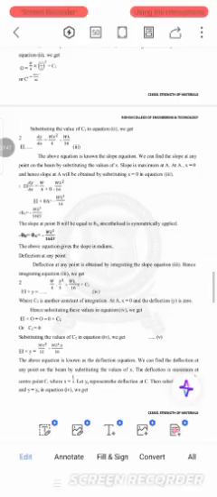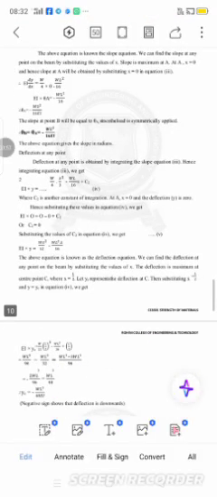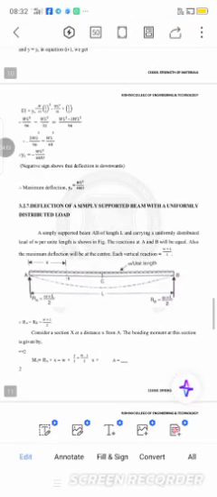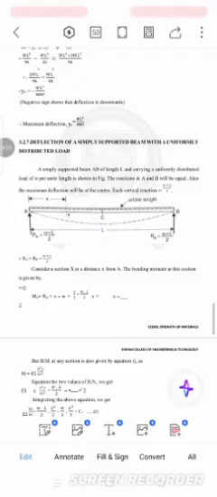Here, the slope at A and B will be the same because it is simply supported and the load is exactly acting at the center. So the maximum deflection value is WL cubed divided by 48 times EI. Then the deflection of a simply supported beam with a uniformly distributed load is also similar.